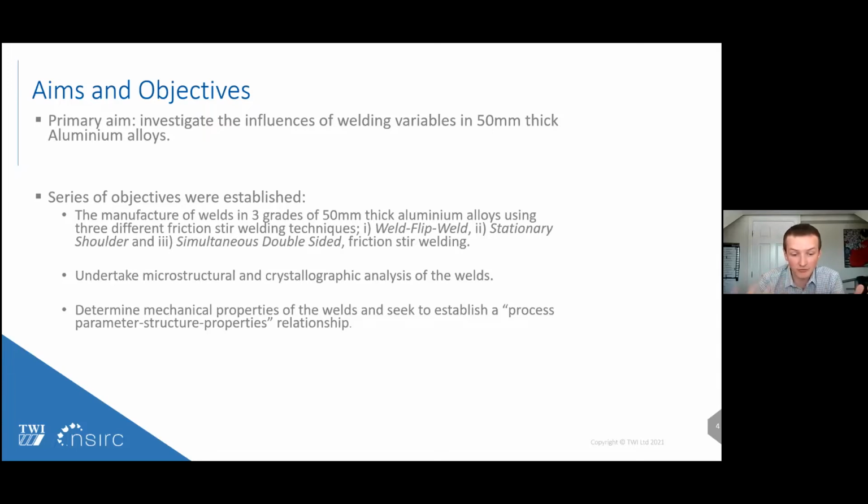And then after the testing has been concluded, the aim was to establish how the process parameters are affecting both the microstructure and the mechanical properties, to see if there was a correlation between them and a relationship could be established.